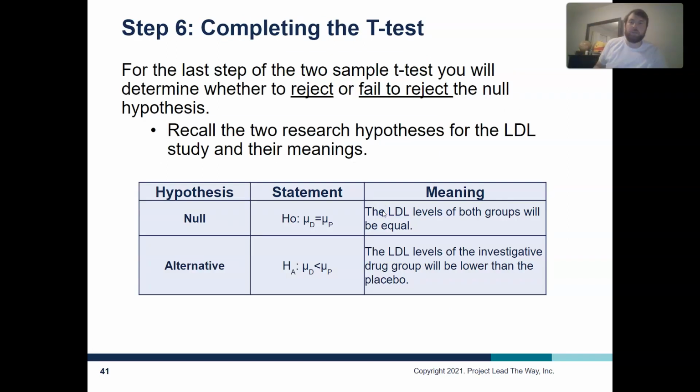And that's exactly what we're going to do. So for the last step, we're going to reject or fail to reject the null hypothesis. Here's a reminder of what our null hypothesis was. Our null hypothesis was that the LDL levels for both groups will be equal. We know they're not exactly equal, but we're talking about statistical equality, meaning whether or not they are equal-ish, equal enough that we can't really reject the null hypothesis, and therefore it's not a big enough difference that this drug should be on the market.